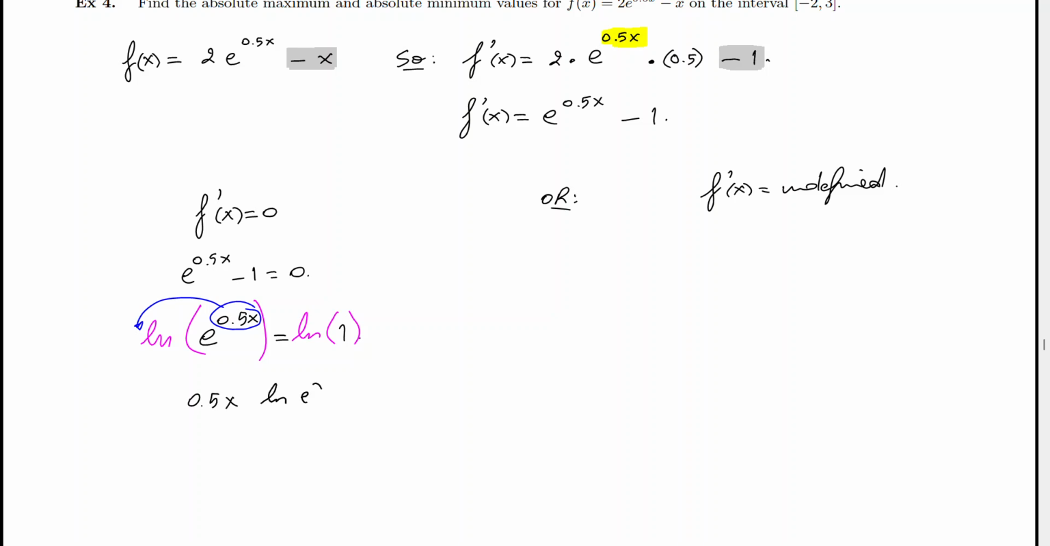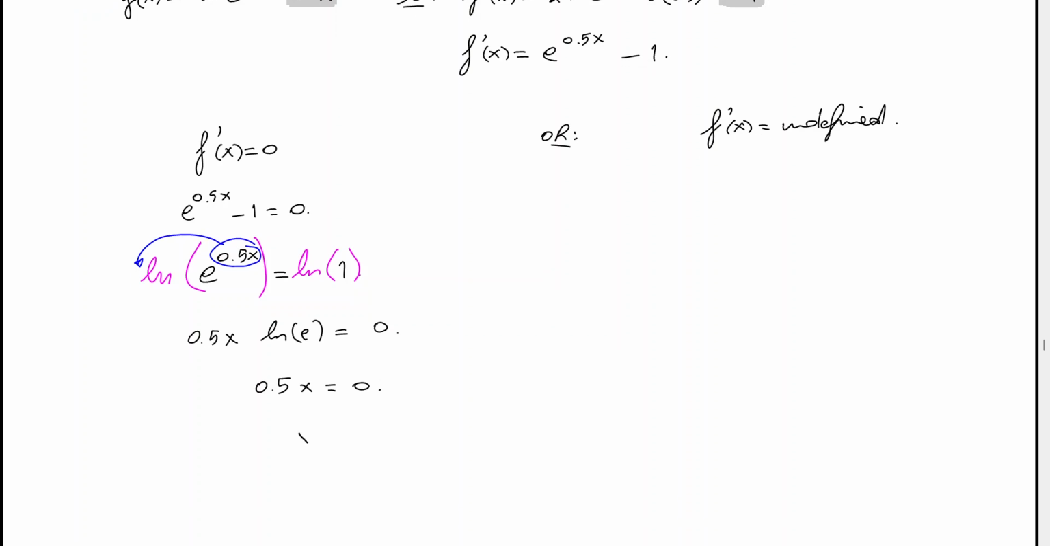And so we're going to have 0.5x ln e equals ln 1. By the way, ln of 1 is really 0. Again, we mentioned this in a previous section, but if you don't know it, you can use your calculator. And in fact, ln of e is actually equal to 1 as well. So this is saying 0.5x multiplied by 1, which is really 0.5x. So I need 0.5x to be equal to 0.